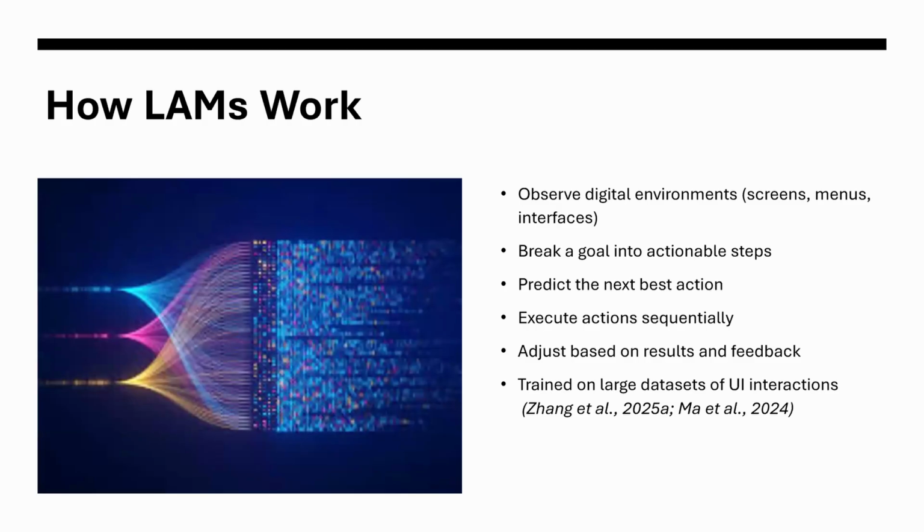LAMs work by observing digital environments like your screens, different menus, interfaces, and different portions like that. They break goals into actionable steps, like step one, two, three, four, and five, to reach what you tell it to do. They predict the next best action, and then they execute the actions in a sequential order. They also adjust based on results and feedback that you give it, as well as the feedback from different actions. They're trained on large data sets of UI interactions, as well as user inputs.